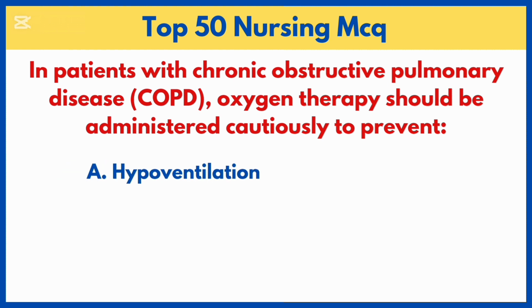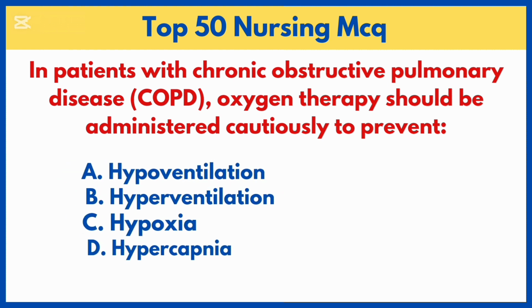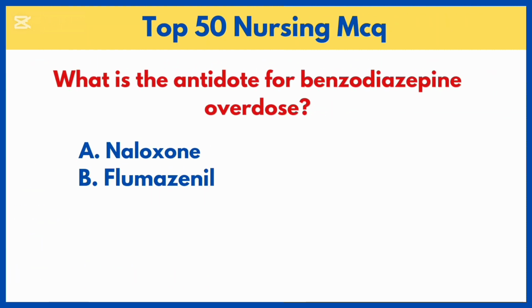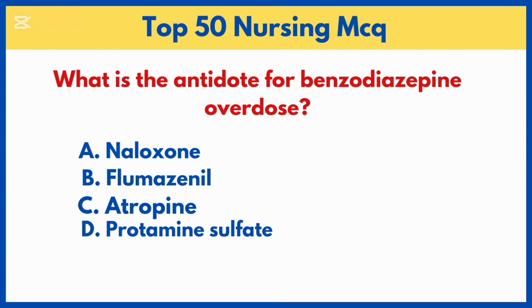In patients with chronic obstructive pulmonary disease, oxygen therapy should be administered cautiously to prevent. Correct answer is option D, hypercapnia. What is the antidote for benzodiazepine overdose? Correct answer is option B, flumazenil.